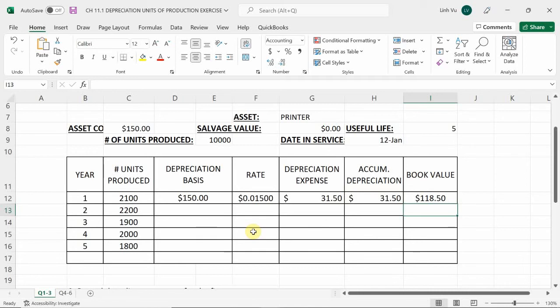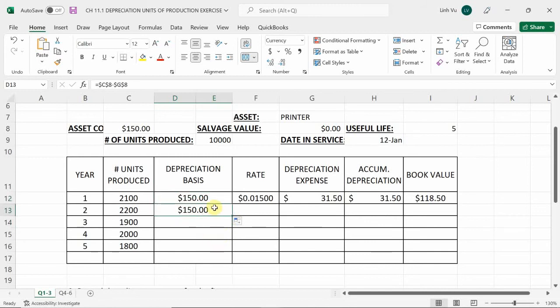So then let's determine the second one. What's my depreciation basis going to be for my second year? 150, because it's going to be your asset cost minus salvage value. So once again, if I carry this formula down, it's telling me 150.